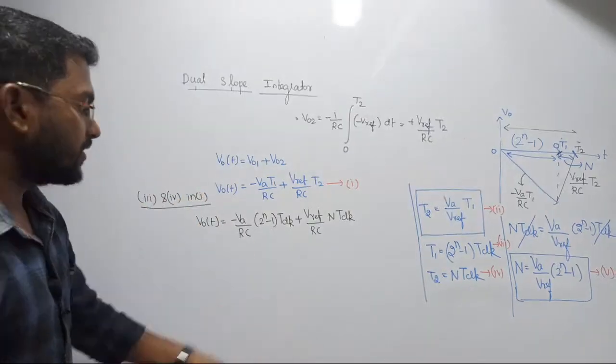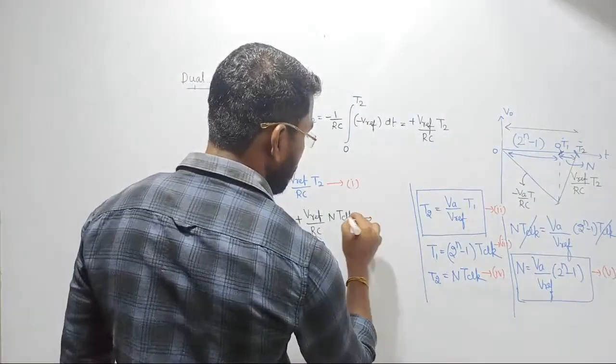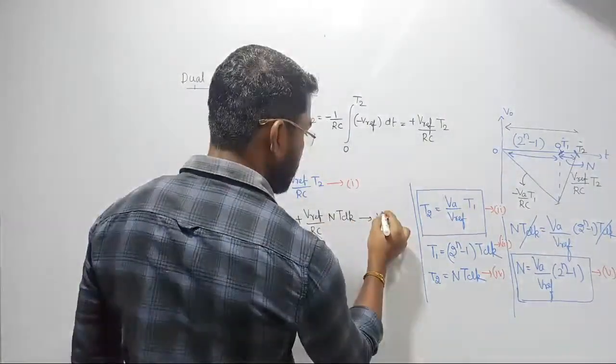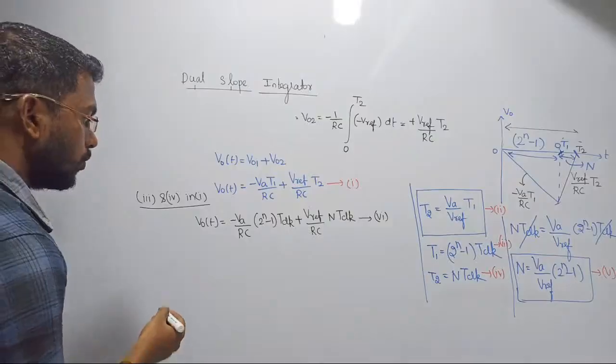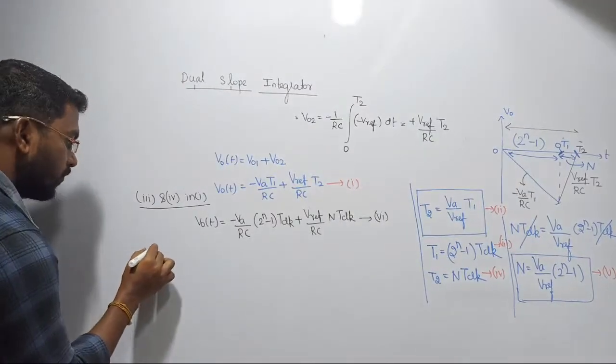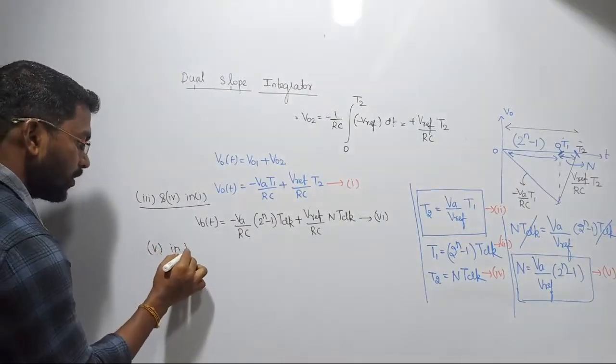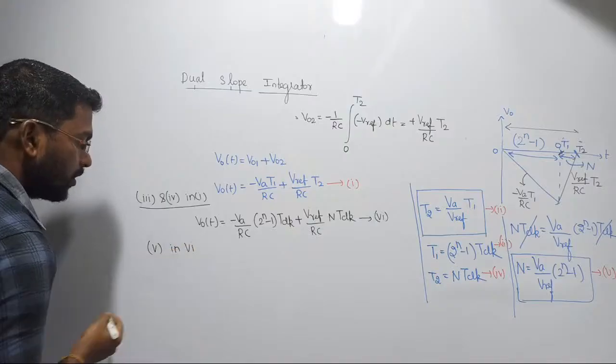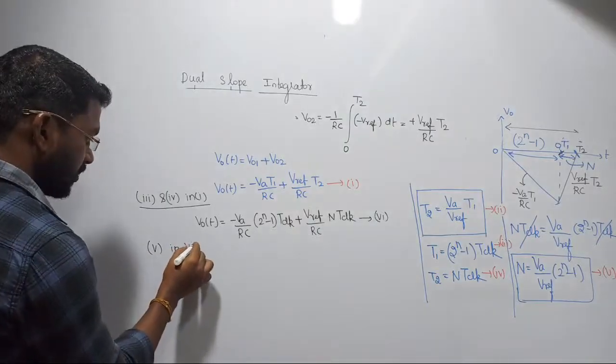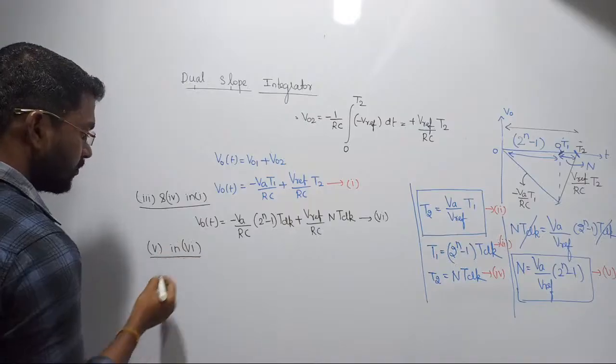Now immediately in the second step, let me treat this one as equation number 6. This is equation number 6. Next, I am going to do one more thing. Substitute equation number 5 in equation number 6. So let us continue our operation. This is going to be equation number 6. This is equation number 5.